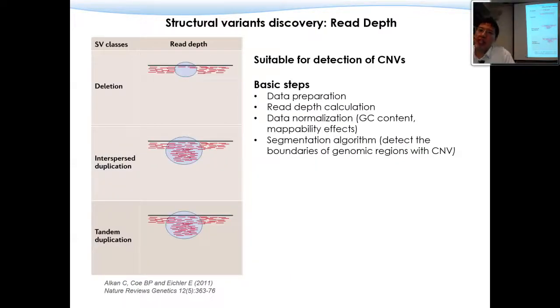As I mentioned, the third type of information people are using is the read depths. So you can see that for deletion, for interspersed duplication, tandem duplications, in this case, you will be able to see that there is a lower or higher coverage at a certain part of the genome. So you will be able to identify there is an insertion, deletion or duplication that occurred in those regions.